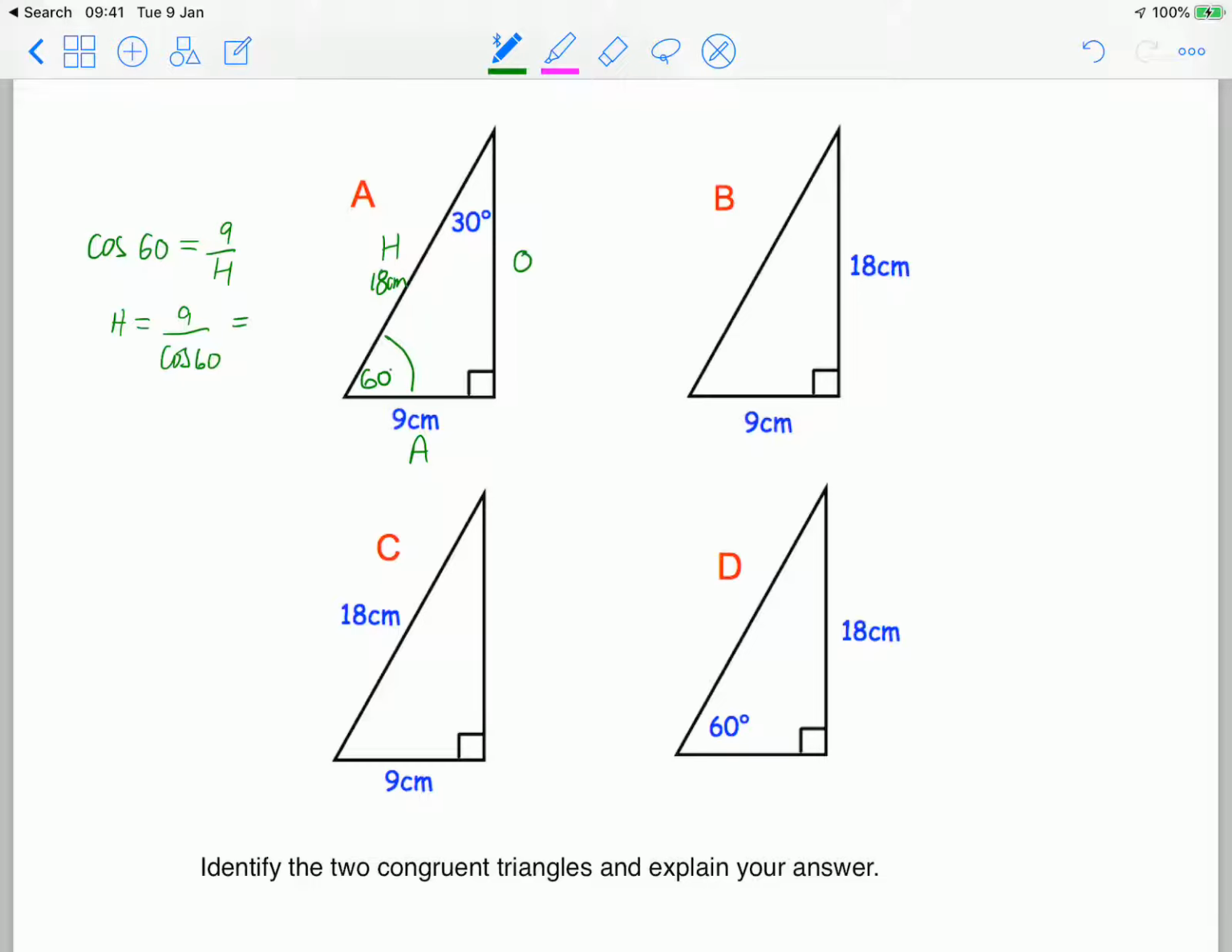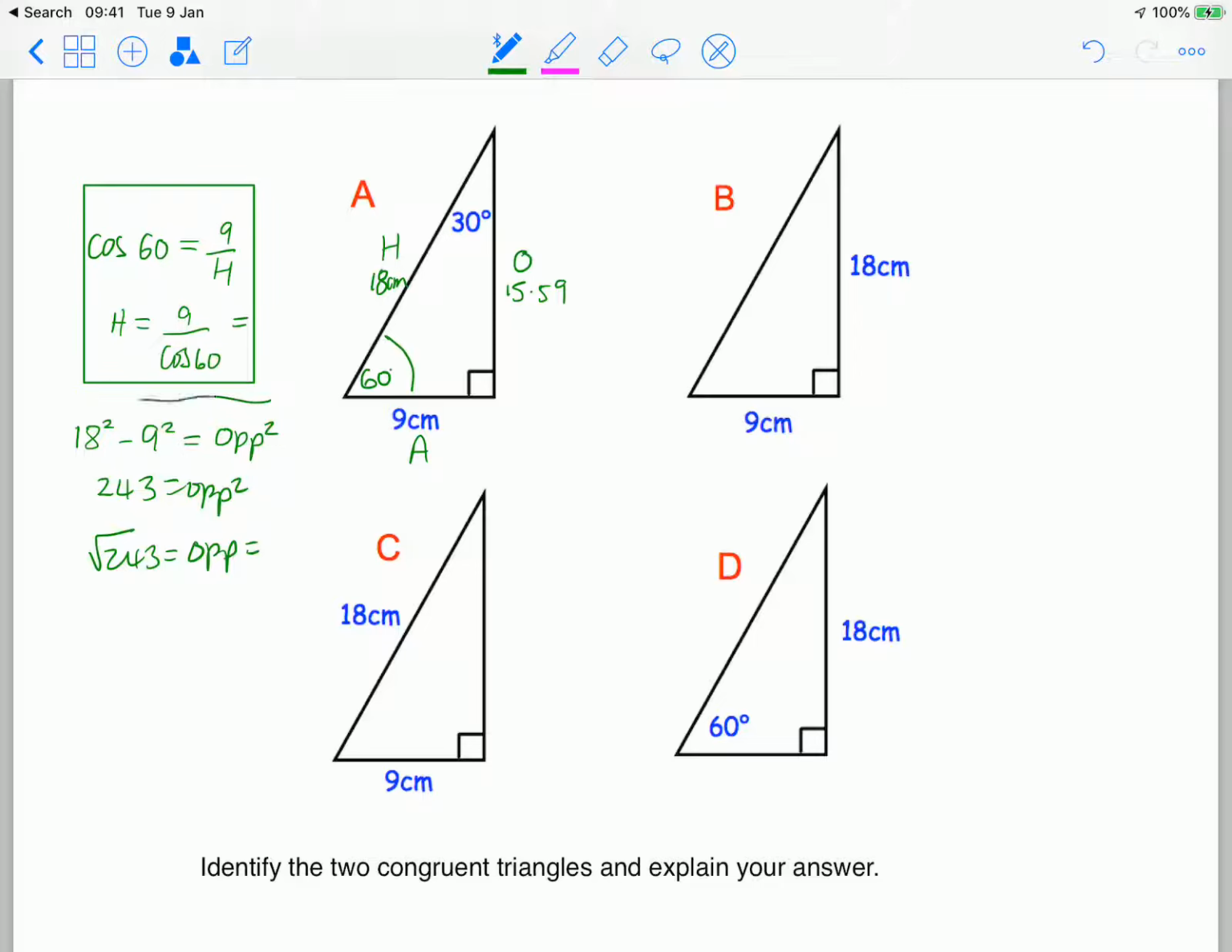And then to find the third side, it's probably easier to use Pythagoras, which tells me that 18 squared, take away 9 squared, gives me the opposite side squared. 18 squared, take away 9 squared, gives me 243. So if I square root the 243, I'll have the opposite. So the length on the third side of that triangle is going to be 15.6. 15.59, I'll leave it as. Okay, so now that I've got all the information on triangle A, by using these two steps to find the missing sides, I can go through similar steps for each of my triangles to find the missing sides and the missing angles.